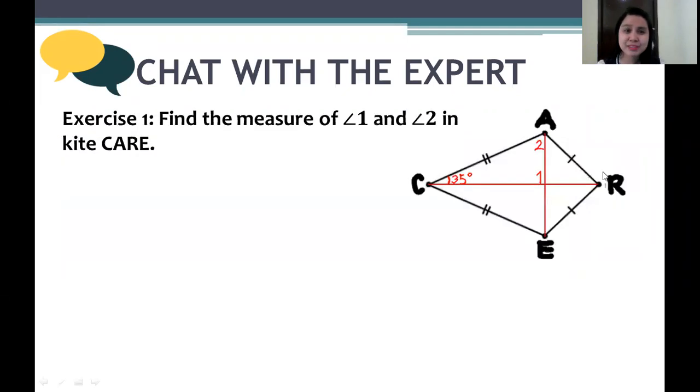Now let's have this activity. We find the measure of angle 1 and angle 2 in kite CARE, C-A-R-E. Now with your chat boxes, can you tell me what is the measure of angle 1? Again, what is the measure of angle 1? In the chat box, feel free to participate.